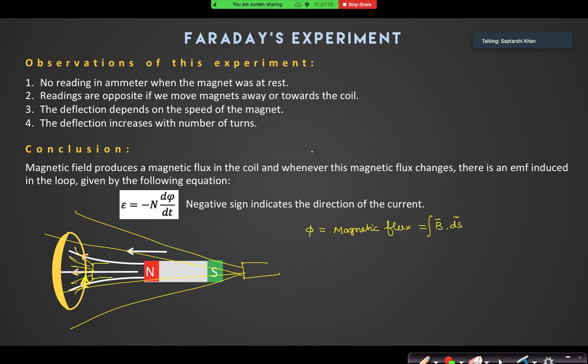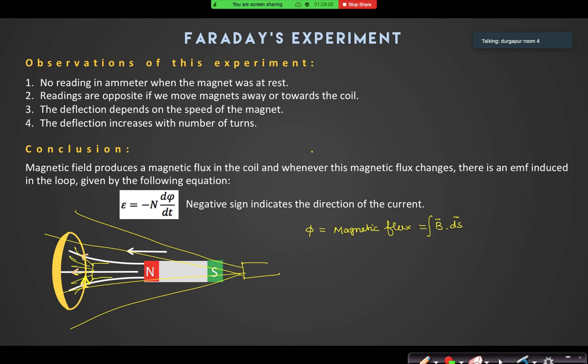I've said that magnetic flux is integral of B dot ds. Is it clear to you? Magnetic flux is just like the electric flux. But what I have said is that it not only depends on the magnetic flux, it depends on the speed also. So speed is nothing but rate of change. So that is why E is equal to the rate of change of the magnetic flux. And as it depends on the number of turns, I have multiplied with N. So E is equal to minus N d phi by dt.